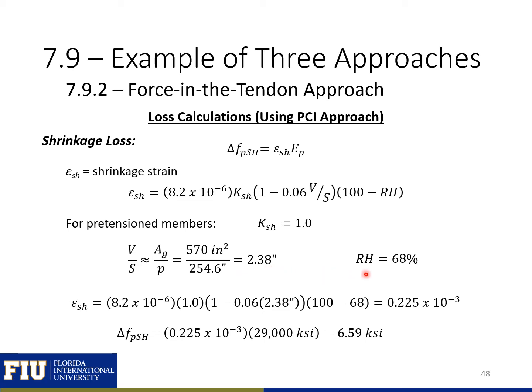Our relative humidity was given for the location of the beam as 68%. So we can plug in these values, plugging in our volume to surface area ratio into our equation in units of inch. And then our 68%, we just plug in a 68 into this equation here. So we'll get a shrinkage strain of 0.225 times 10 to the negative third. And then we take this times our pre-stressing modulus to get our shrinkage loss of 6.59 KSI.